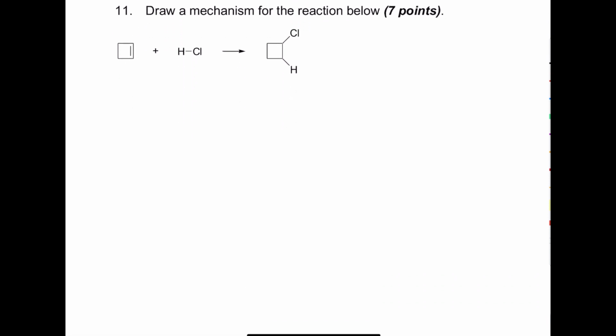Question number 11. Draw the mechanism. A mechanism shows the step-by-step transformation from the starting material to the product. So draw the mechanism of the reaction below. In this reaction, we're starting with an alkene and reacting that with a hydrogen halide, in this case hydrogen chloride, HCl, and we end up adding the hydrogen and the halogen across the double bond, and then we lose the double bond. So that's an addition reaction where you add HCl across the double bond. The mechanism for this reaction is the polar reaction mechanism.